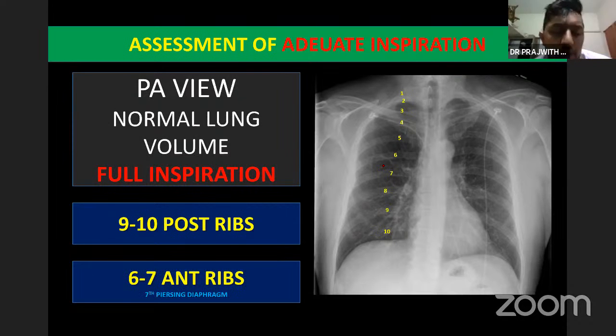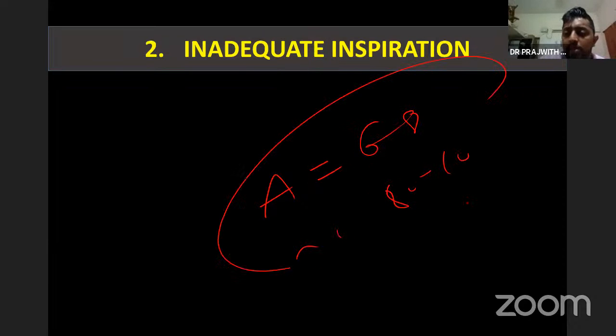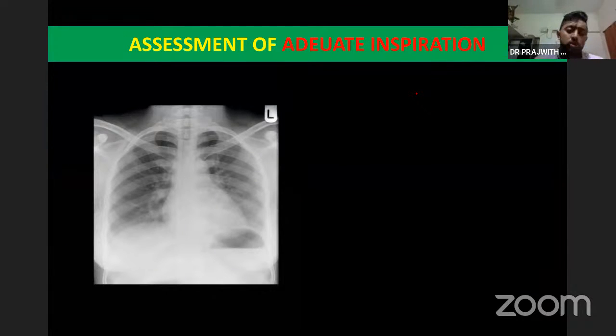So 6 to 7 anterior ribs and 9 to 10 posterior ribs is what we remember. For simplification, we can just remember anterior ribs 6 to 8, and 8 to 10 is the posterior ribs, multiples of 2. Okay, 6, 8, and 10. So 6 to 8 is anterior ribs, 8 to 10 is the posterior ribs. That's what gives us the good inspiration film.